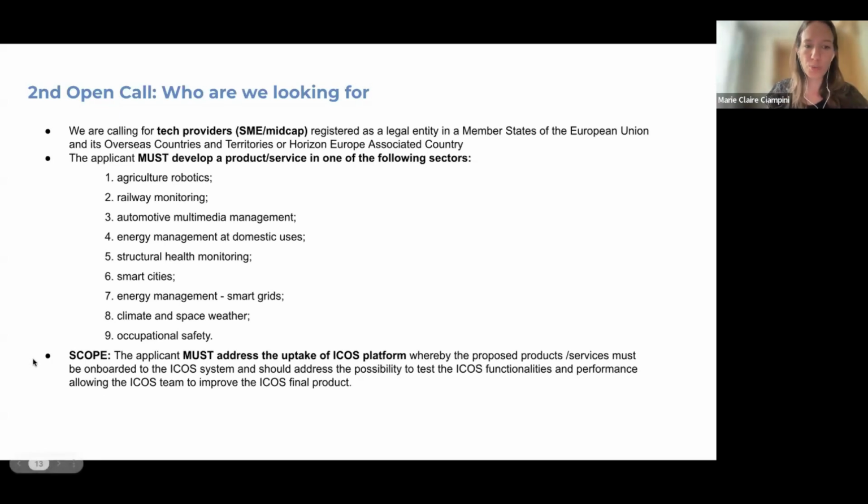So what is the scope of this open call? We've mentioned this previously, but you basically need to develop a product or service that addresses the uptake of the ICOS platform, okay? So what you are proposing needs to be onboarded on the ICOS system, and you need to test the ICOS functionalities so that the ICOS team can improve the ICOS final product. So that is the end game, okay?